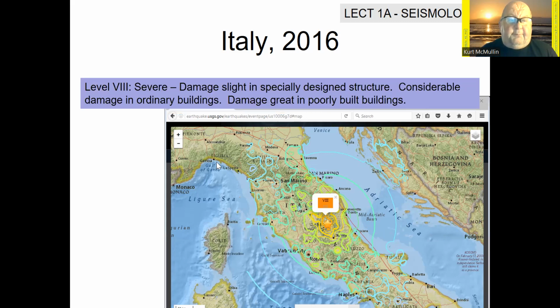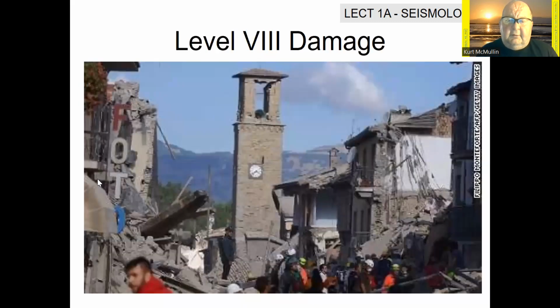Well, for example, intensity levels are usually referred to in Roman numerals. Level 8 is known as a severe earthquake. What's the definition? Damage is probably going to be slight in specially designed structures, but there's probably considerable damage in ordinary buildings, and poorly built buildings are going to perform quite poorly. What does this look like in the field?